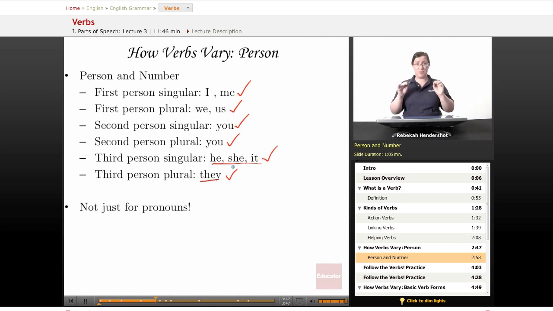Now, what does this have to do with verbs? Well, all these pronouns, first, second, and third person, affect the form of the verb.